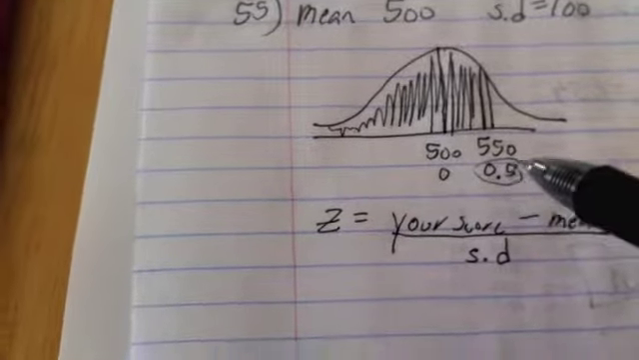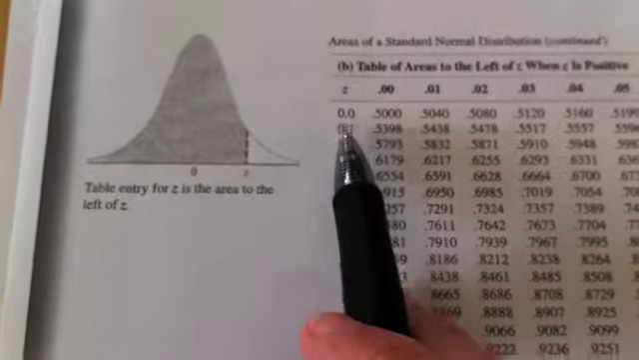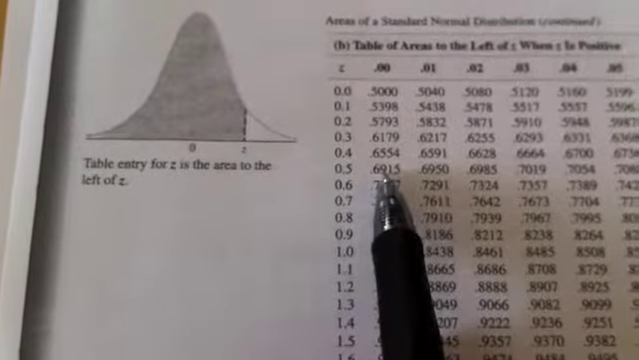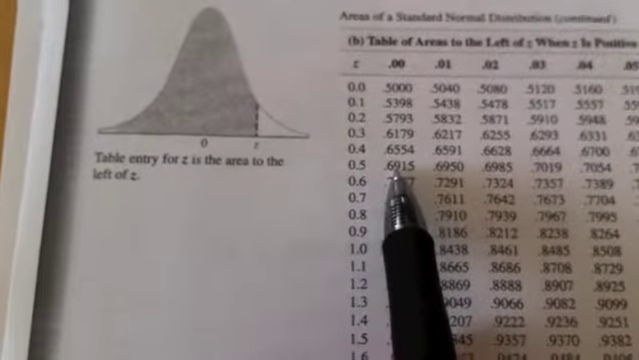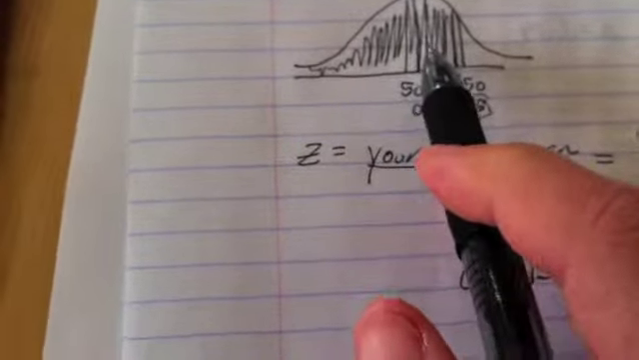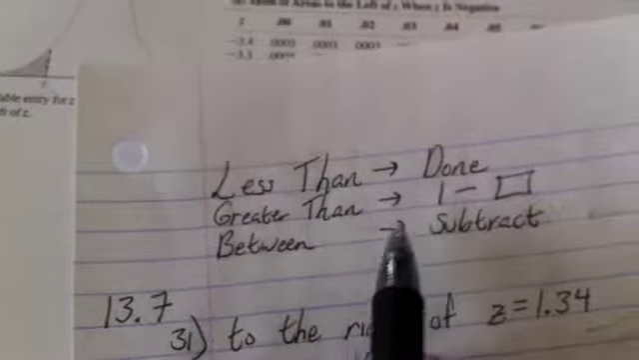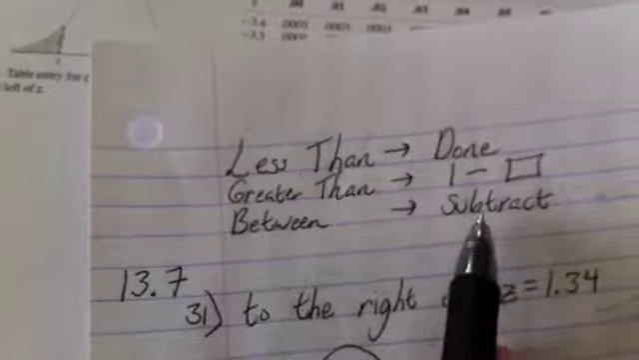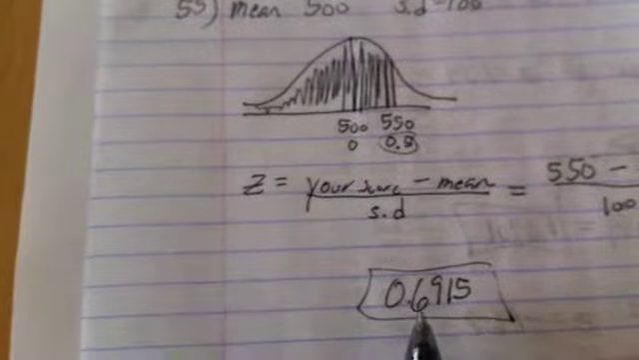So I'm going to look at my table. It's a positive z-score of 0.5, so I'll look at the positive side of my table, and I'll look for 0.50. So 0.50 gives me 0.6915. So from the table I get 0.6915, and because it's less than, because it's to the left of it, I'm done. That's my score. So we're following this idea again. If it's less than, I'm done. If I wanted greater than, I'd do 1 minus. If I had between certain scores, I will subtract them. So I was less than, so I'm done.